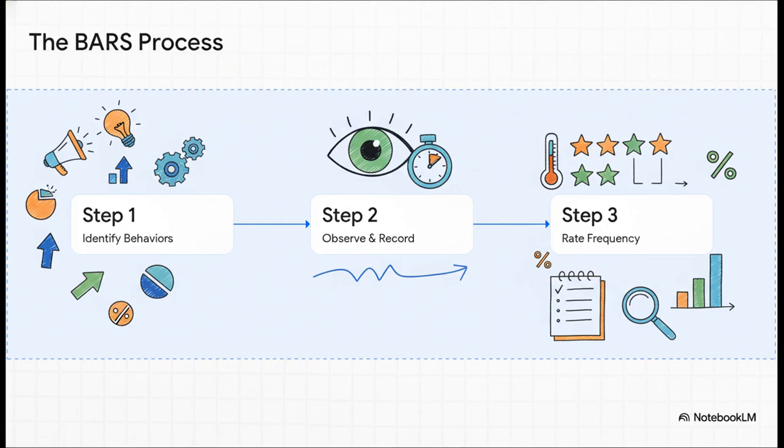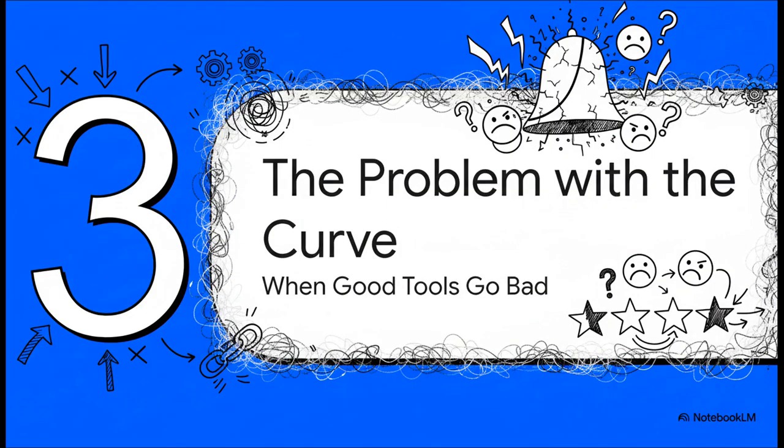And the way it works is actually pretty simple. First, you figure out what are the most important behaviors for this job. Then, managers just watch and keep track of how often their employee does those things. And finally, they rate the frequency. It's really an attempt to make the whole thing a bit more scientific, a little less subjective. But here's the twist. Even with a tool like BARS, there's a way for this whole rating thing to go completely off the rails.